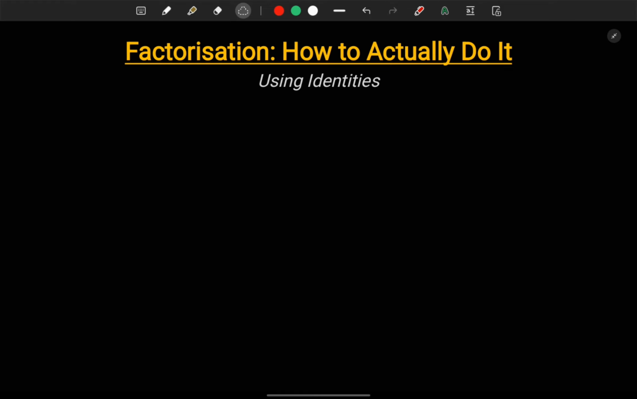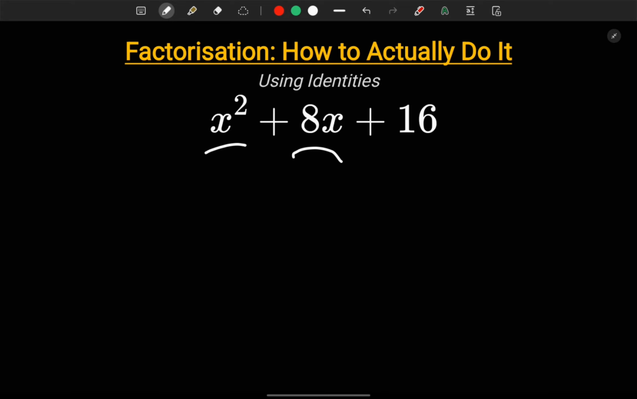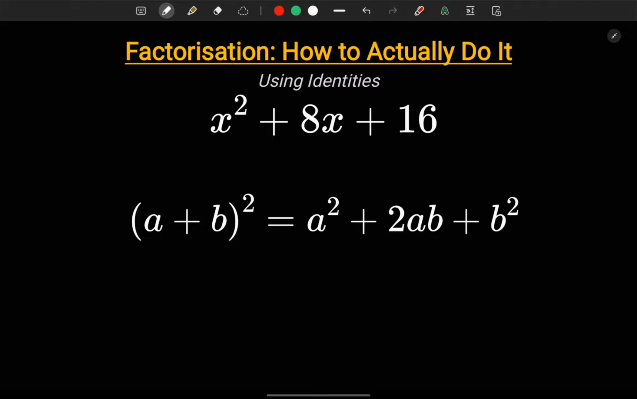Let's take a look at a few examples, shall we? Our first example is x squared plus 8x plus 16. Now the easiest way to identify which identity to use is to look at the first and last terms. We can see that x squared is a square and 16 is a square of 4. So we're going to be using this identity: a plus b the whole squared equals a squared plus 2ab plus b squared.